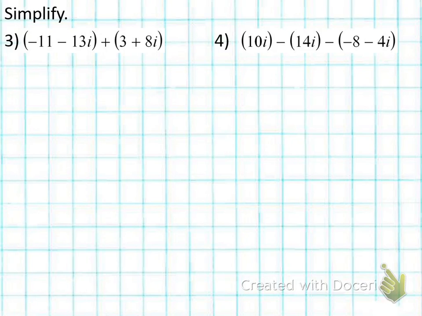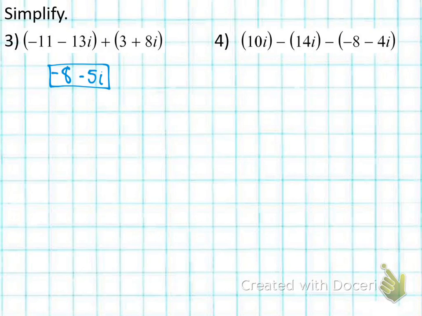Okay, so number 3, negative 11 plus 3 is negative 8. Okay, and then negative 13i plus 8i is negative 5i, okay? So if you got that, good job. If you didn't, just make the correction, okay? Number 4, by yourselves, go.